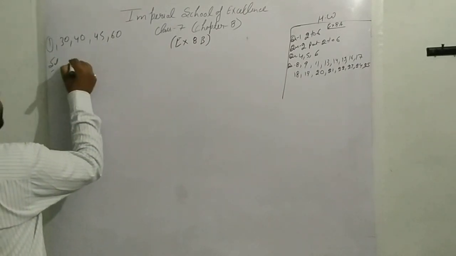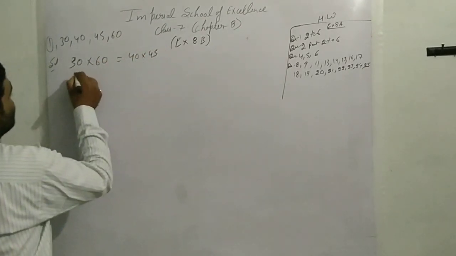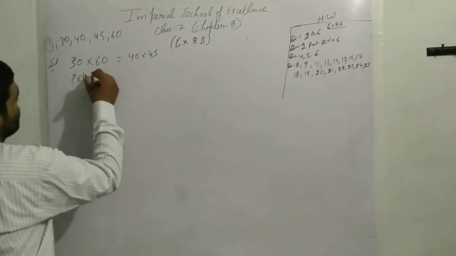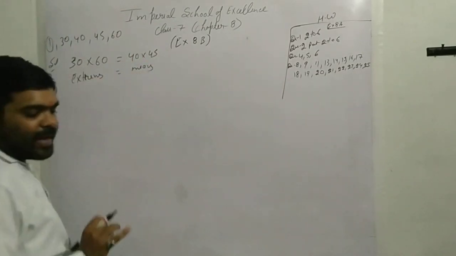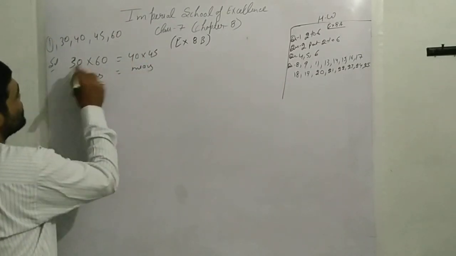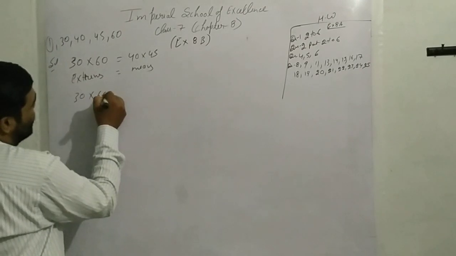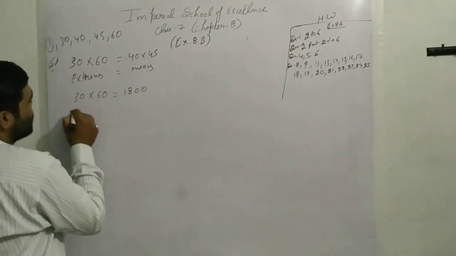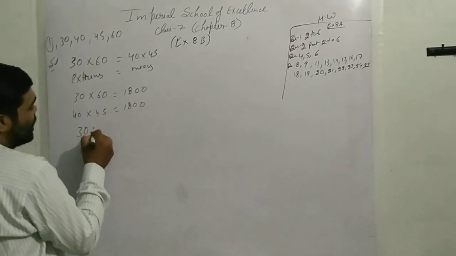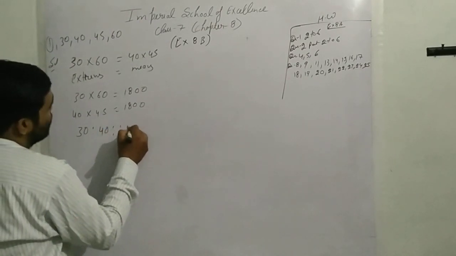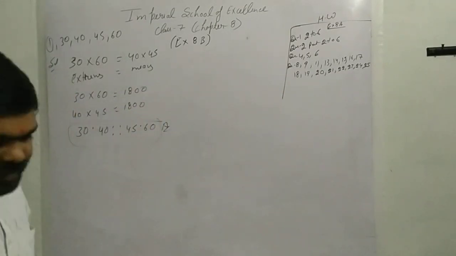What you have to do in the solution? 30 multiplied by 60 equals 40 multiplied by 45. This is the extreme and this is the means. If the multiplication becomes the same, first extreme equals means. 30 multiplied by 60 equals 1800. After that, 40 multiplied by 45 equals 1800. So 30:40 is to 45:60. This is your answer because both are the same.